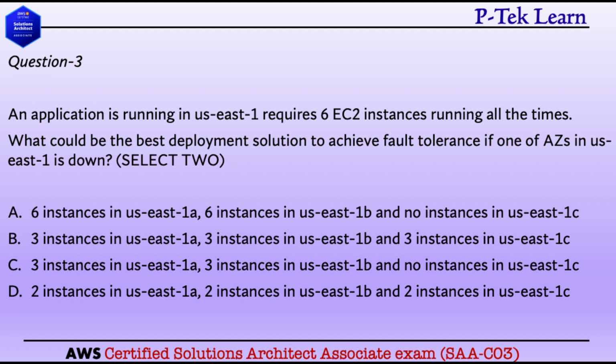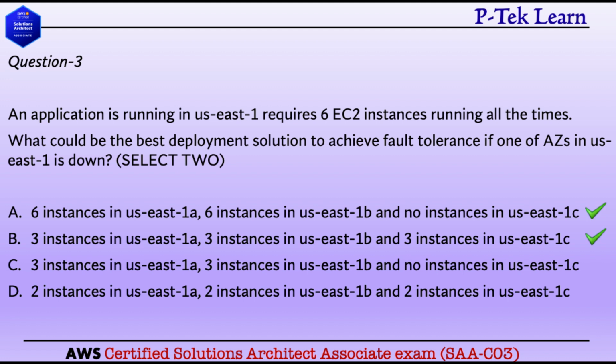3 instances in US East 1A, 3 instances in US East 1B, and 3 instances in US East 1C. So here they want to deploy 3 instances on each of these availability zones. So if one of these 3 availability zones is down, still we will have 2 availability zones with 3 plus 3, 6 EC2 instances up and running. So this is also another option we can go with.